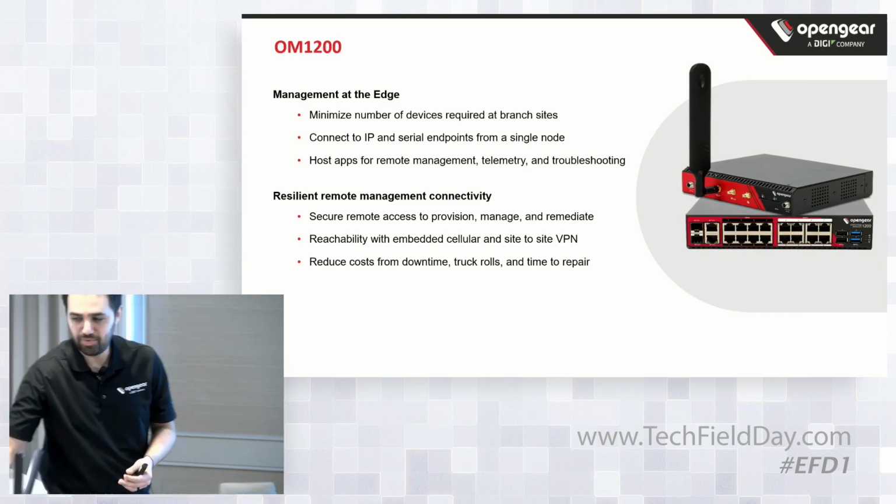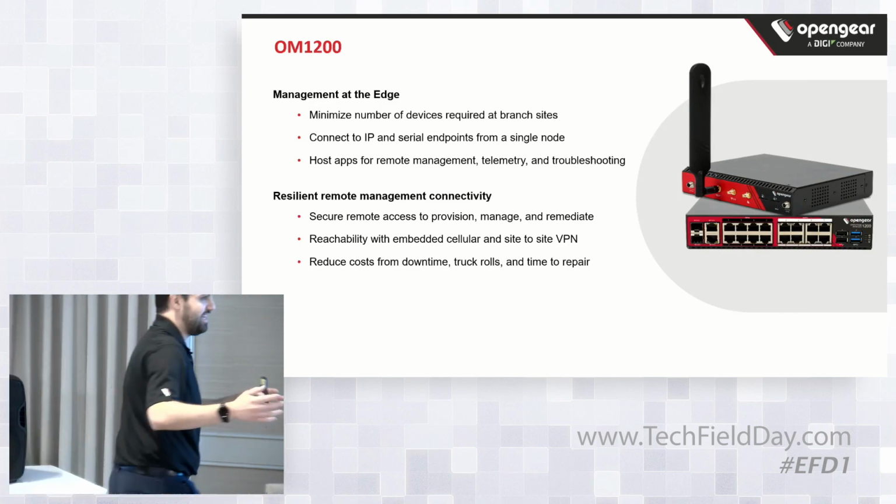So this is our OM1200. So this is technically an edge device or a branch device. But as I mentioned, every single location is different. Every single closet has a different set of port densities or different number of equipment. So just because we call this a branch doesn't mean that it's any different than our higher density devices. All the operating systems are the same. It's just a different form factor.